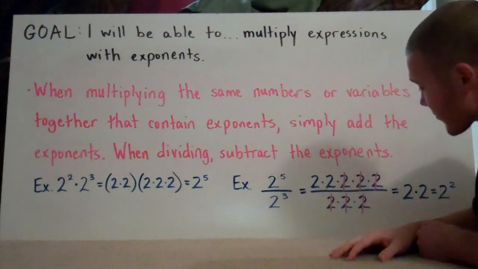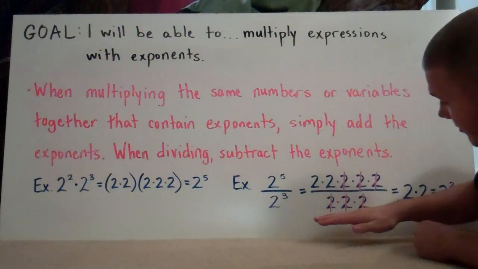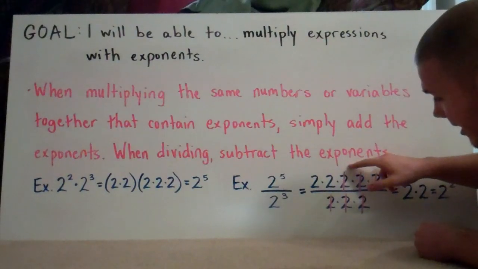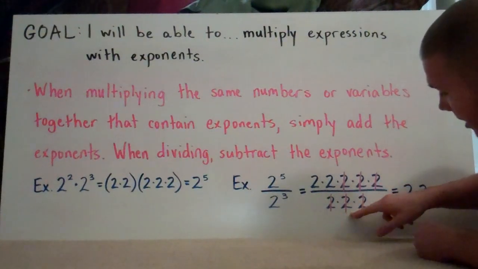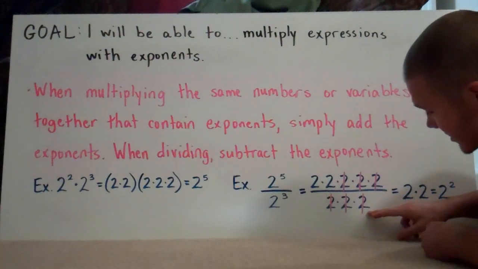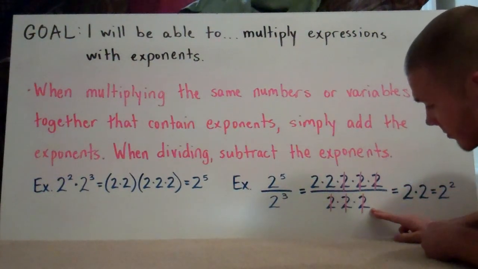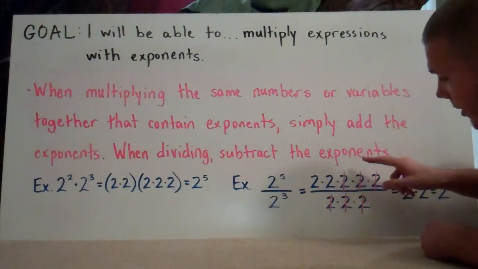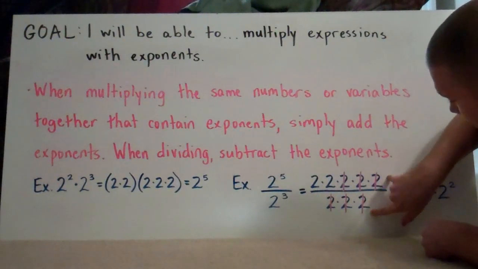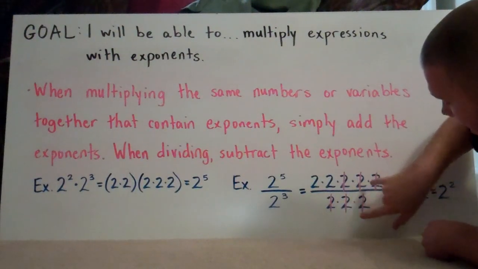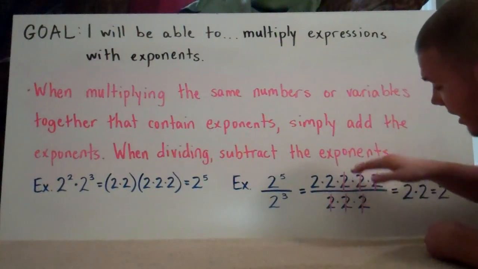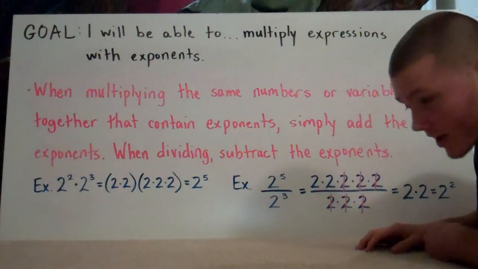I'm sorry, I'm trying to reword what I'm saying. You're not always going to have more numbers or variables on top than on bottom. Sometimes this might look the other way. But no matter what, when you cancel one out on top, you want to cancel one out on bottom, or if you cancel one out on bottom, you have to cancel one out on top. So I cancel out 2 on top and bottom, 2 on top and bottom, and another 2 on top and bottom until I'm left with nothing on either the top or the bottom.